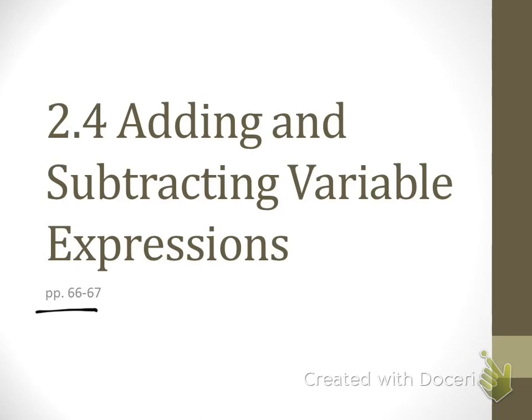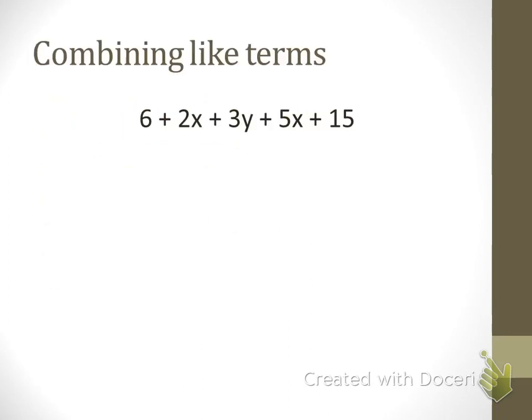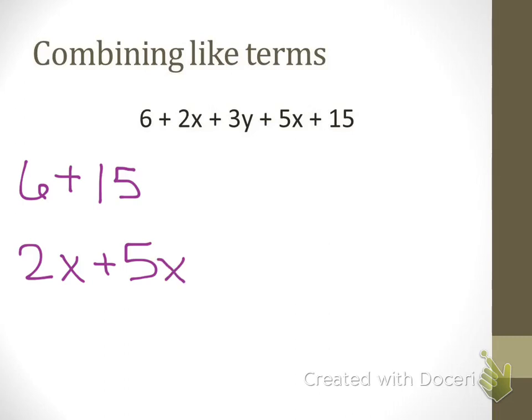The first thing you need to know about adding and subtracting variable expressions is that we combine like terms. Remember, like terms have to have the same variable. Now, if they don't have a variable, if they're just a number by themselves, of course, we can add numbers together. So let's go ahead and just identify our like terms. What's one pair of like terms that we have? 6 and 15. Okay. 2x and 5x. And do we have any other y's? No. Okay. So now we can combine these.